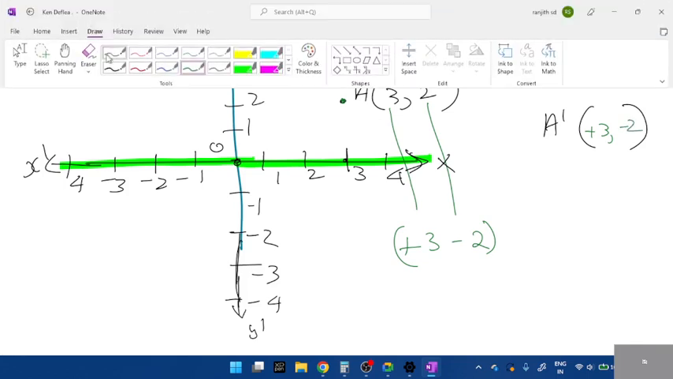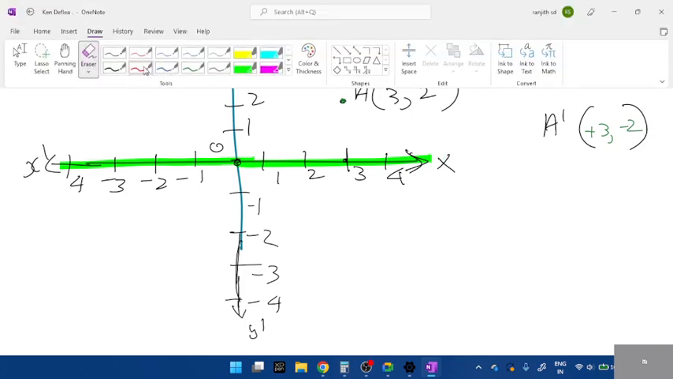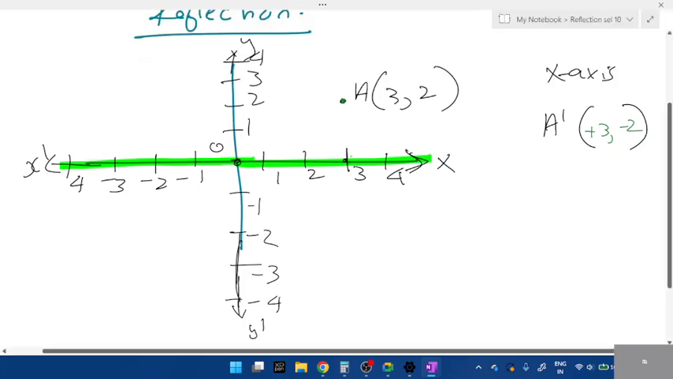Is this clear? Now look at this. This is the answer, students. 3 comma 2. Look. If you see the distance here, there are two values. So even here it should be 3 comma minus 2. This is point A dash.